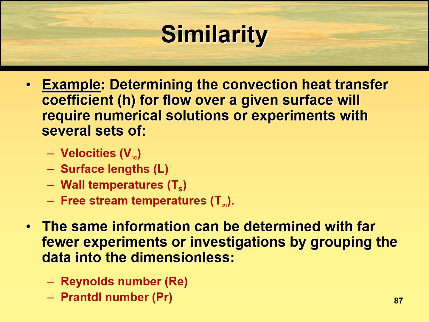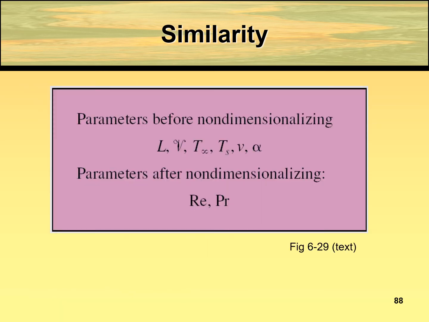Okay, all right, so some examples of determining the convection heat transfer coefficient. So for flow over a given surface, we require a numerical solution for the velocities, for the surface length, for the wall temperature, and as well for the free stream temperature. So with this, we can collect, and it becomes only with the Prandtl number and the Reynolds number. Okay, so let's move to the next slide.